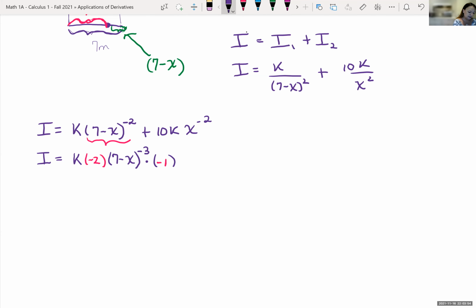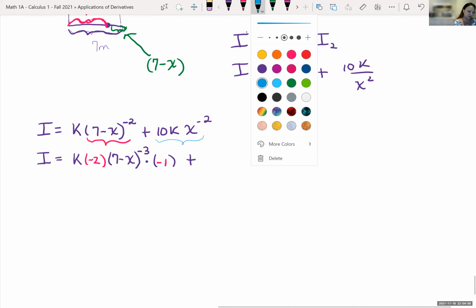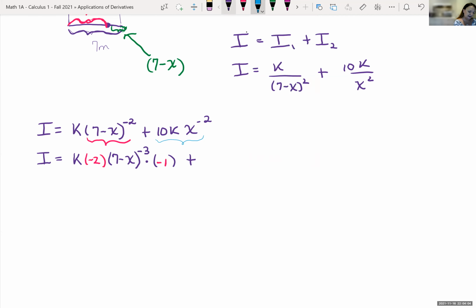And so now let's take the derivative of the second piece, 10K times X to the negative 2. So that 10K is staying the same. If we look at taking the derivative of X to the negative 2, we're bringing down our exponent in front, negative 2 X, and we're subtracting 1 from our exponent. So that's going to be a negative 3.